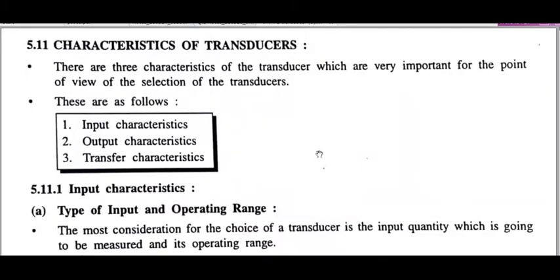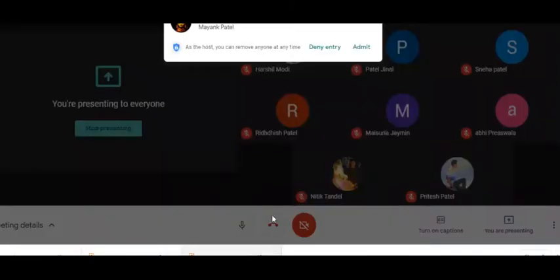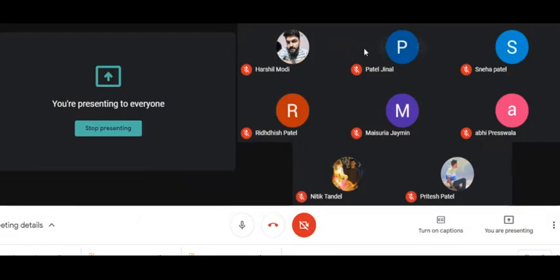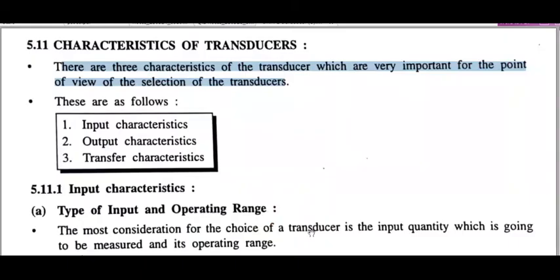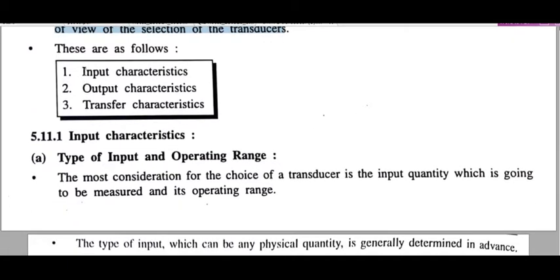Okay, so now, what are the characteristics of transducers? The first statement is that there are three characteristics of transducers which are very important from the point of view of selecting a transducer. These are as follows: first of all, the input characteristic, then the output characteristic, and the transfer characteristic.